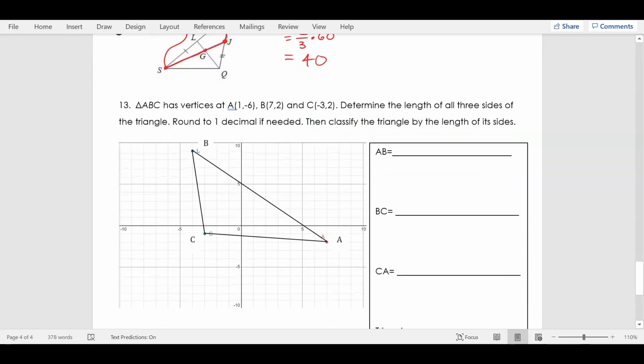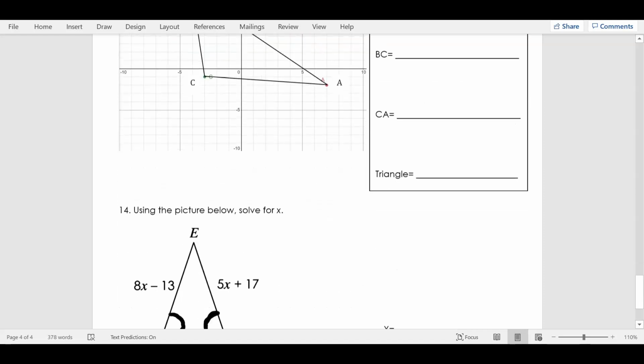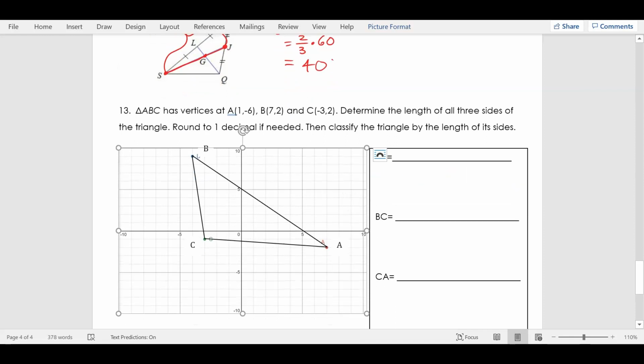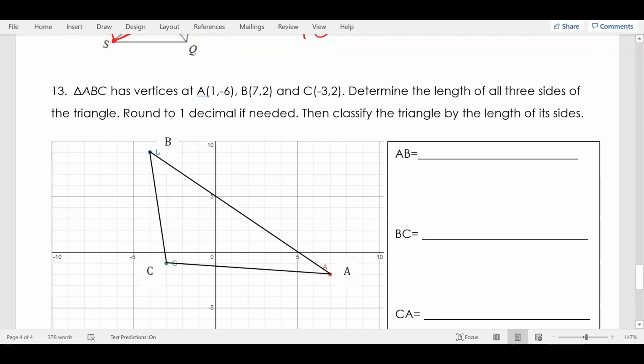Cool. All right. ABC has the vertices negative 1, 6. B has 7, 2. Hmm. All right. These numbers are not right with the graph, so let's use the graph. Okay. So A is 7, negative 2. B is negative 4, 9. And C is negative 3, negative 1.